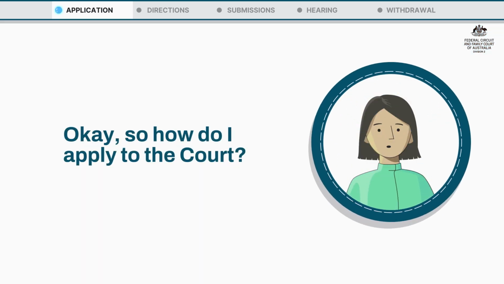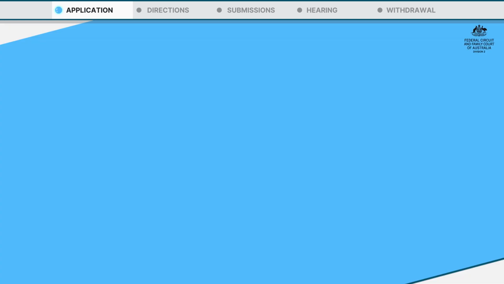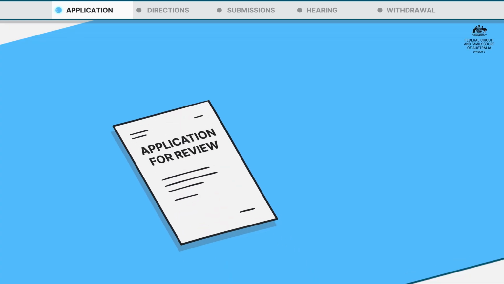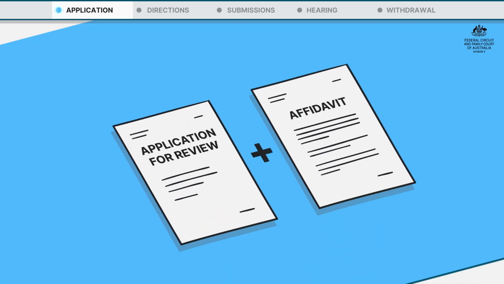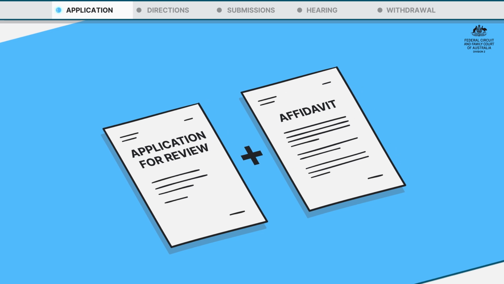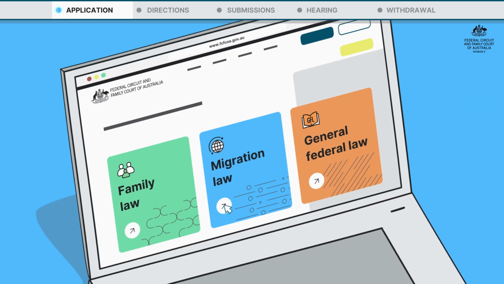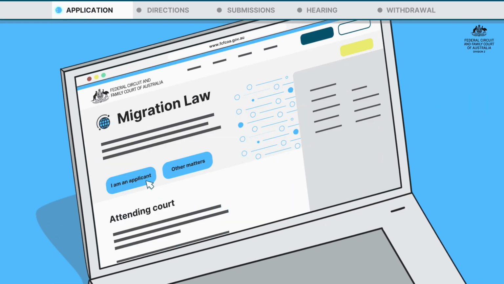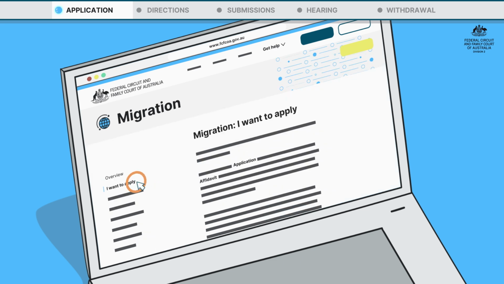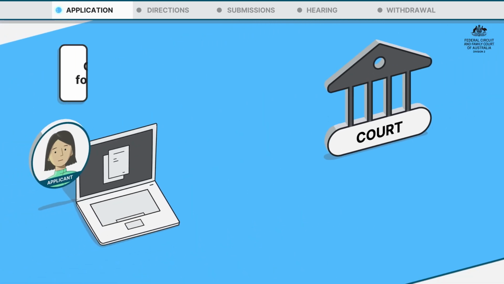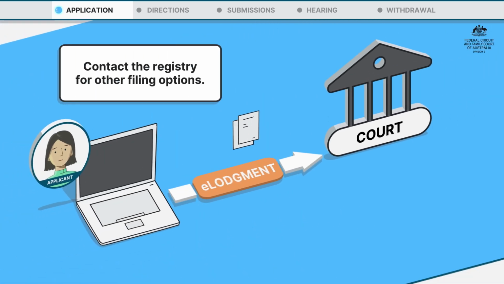Okay, so how do I apply to the court? You're going to need to file a form called an application for review and an affidavit. You can find these forms on the court's website. If you don't know what an affidavit is or how to fill one out, you can find helpful information on the court website. You can also find information about free legal and social support services on the court's website by selecting Get Help. Once you complete a form, you send it to the court via a computer using e-lodgement.